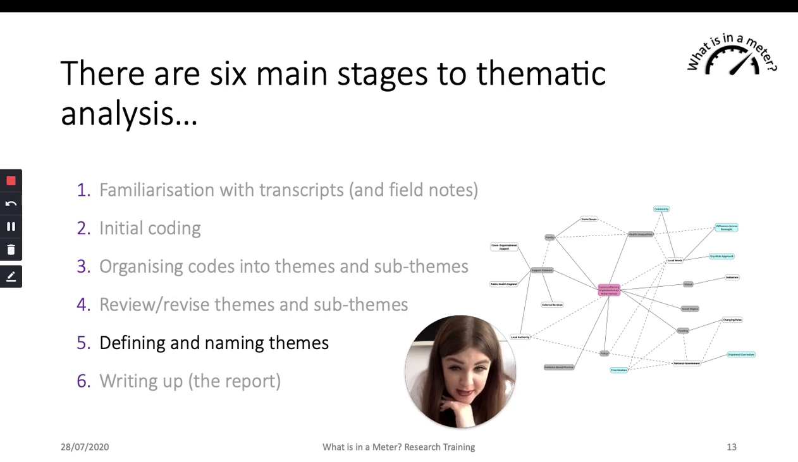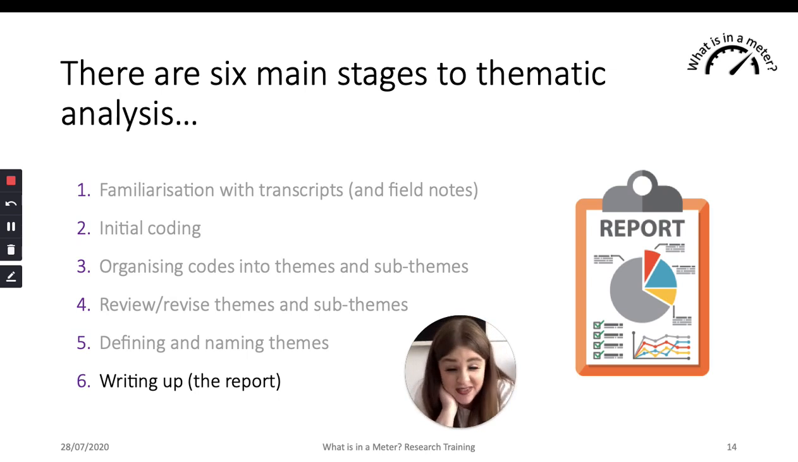The penultimate stage of the process is just the defining and the naming of the themes that have arisen from the data and the subsequent coding. It's really important that the themes are defined adequately, so that it's clear to the user of the data and they can understand how the data has been grouped together.